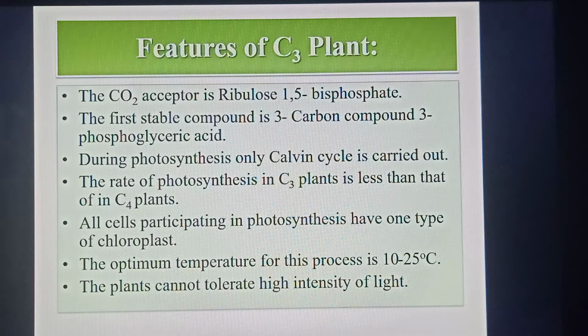The optimum temperature for this process is 10 to 25 degrees Celsius. The plants cannot tolerate high intensity of light. In the case of C3 plants, they cannot tolerate high intensity of light like the C4 plants.